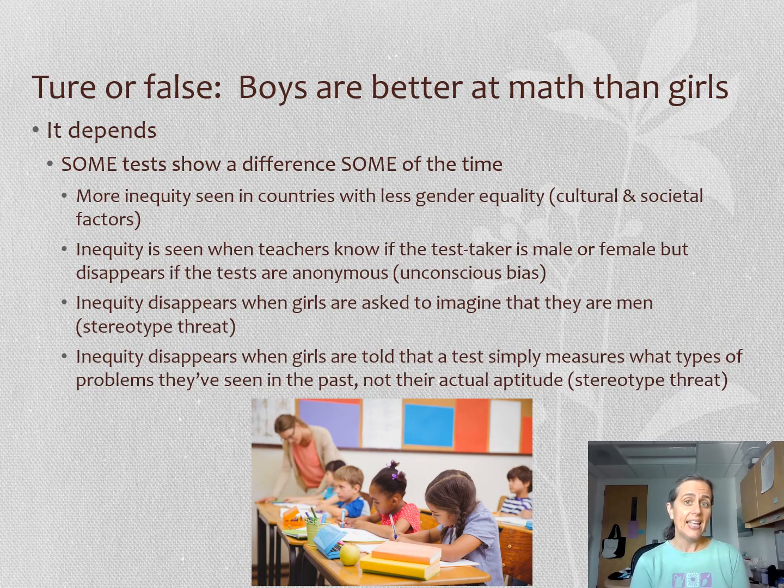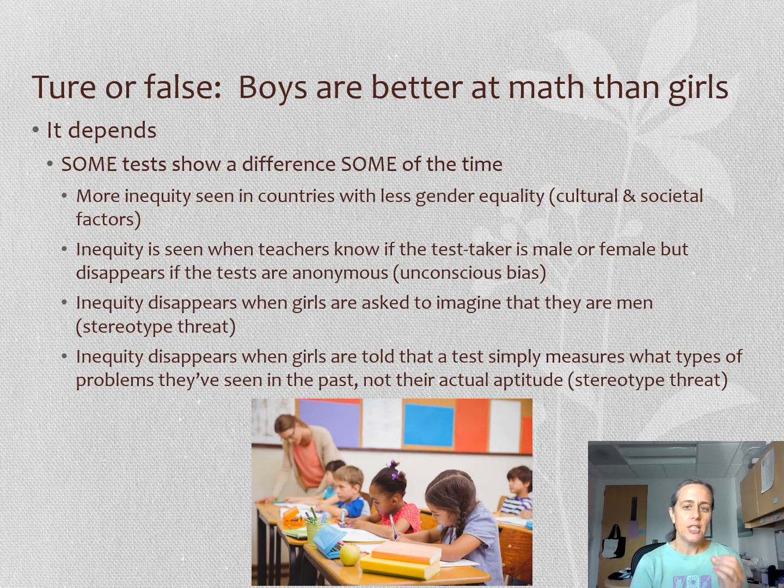What's interesting is that some tests do show that boys perform better on math tests than girls. But here are the conditions under which we see that pattern. And if these conditions are not present, we don't see that pattern. It's really kind of horrible, but it's interesting. We see more inequity between girls and boys' math scores in countries where the genders are less equally treated. So if you're in a society where women are kind of repressed and don't have a lot of power or independence or authority, then the women and the girls in that society perform more poorly on math tests than boys.